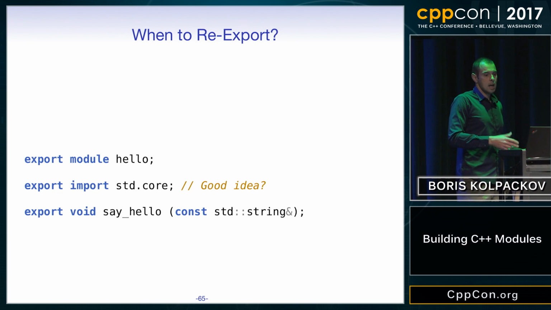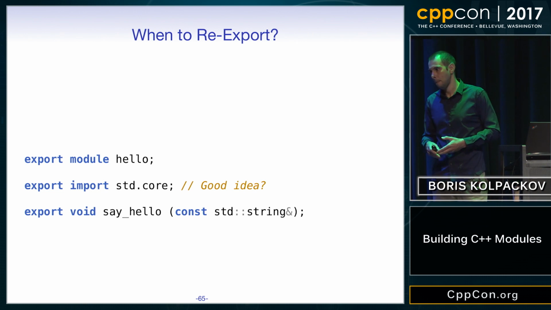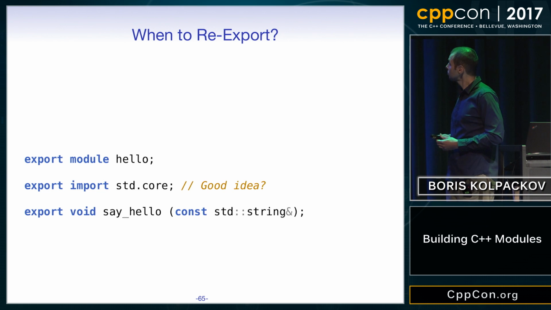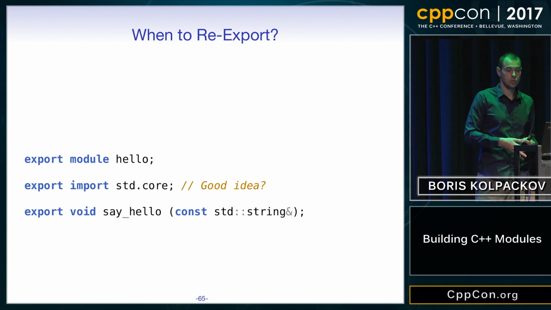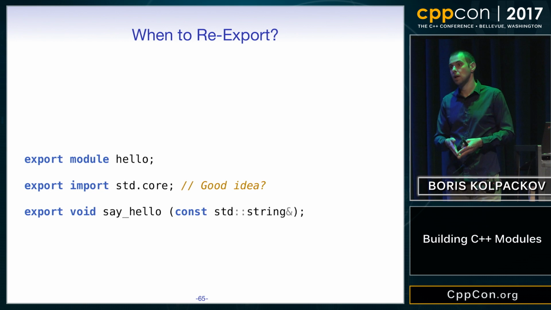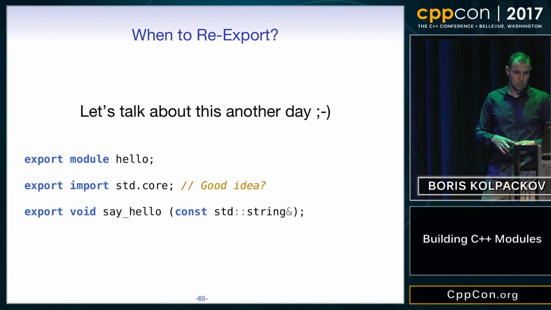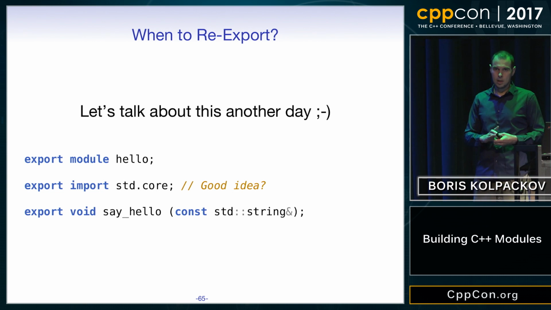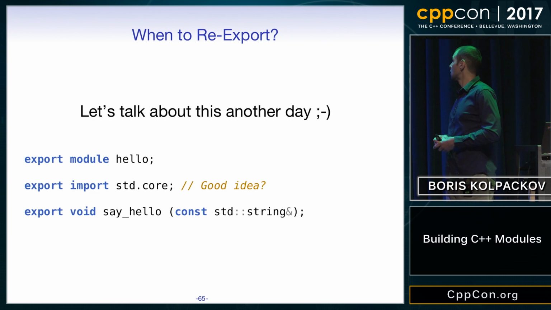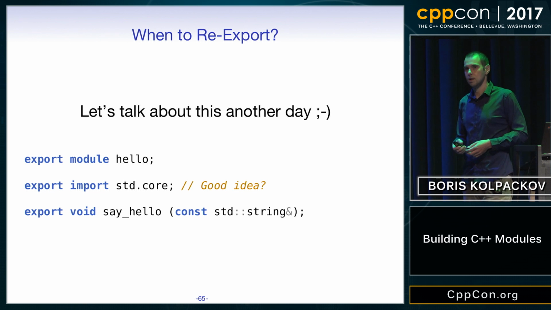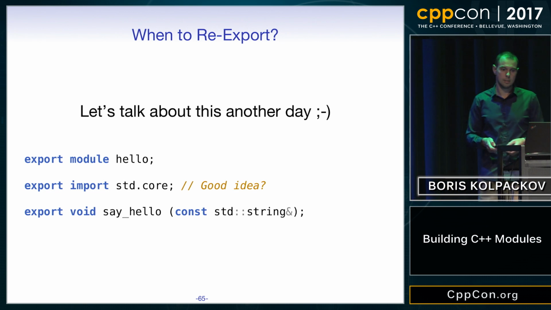Okay, when do we re-export our modules? Look at this example. We have a function that uses std_string in our interface, so we need to import std_core. Should we re-export it? Should we make it easier for our users so that they don't need to do it themselves? Well, I think most of you know that I'm opening a big can of worms here, and we are not going to be talking about it today, but I'll give a link at the end of the talk where you can read some thoughts on this subject.